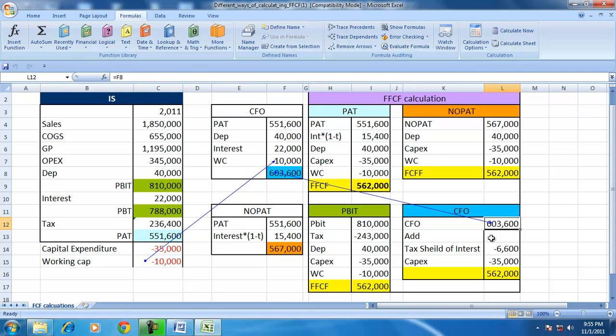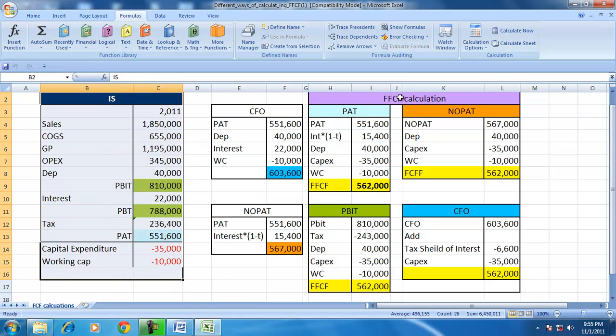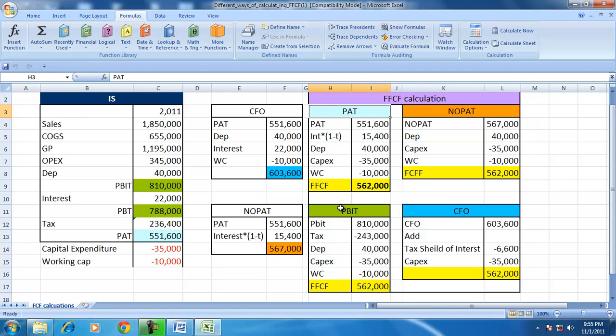Moreover, for computing from CFO, we don't have to take interest too, because interest has already been taken while computing the CFO. Similarly with the depreciation. Only the capex was not taken, and while computing CFO we have not removed the benefits of the interest, so we are removing that here. So, given an income statement, it is possible to find the free cash flows from PAT, PBIT, NOPAT or CFO as a basis. Thank you very much.